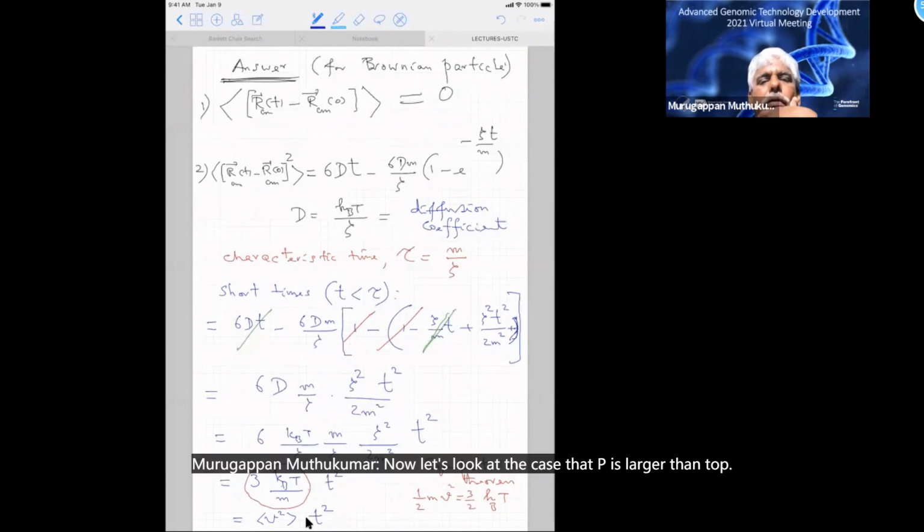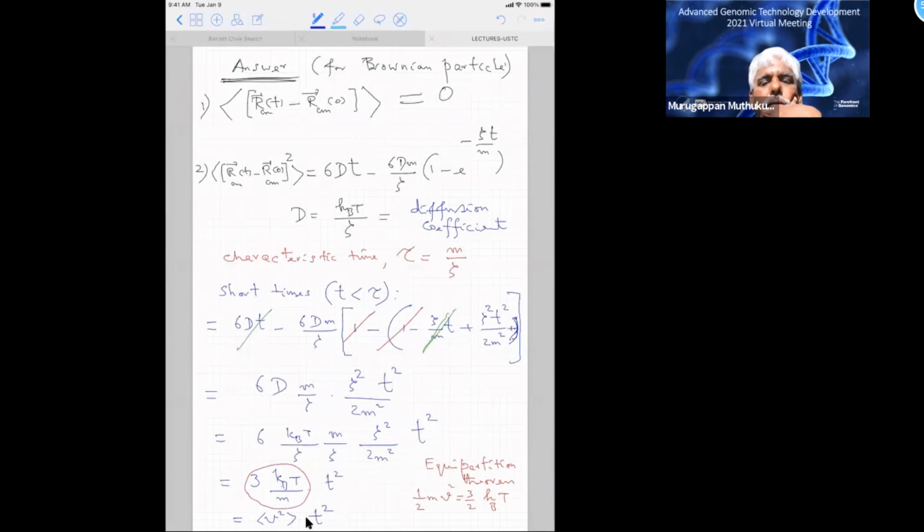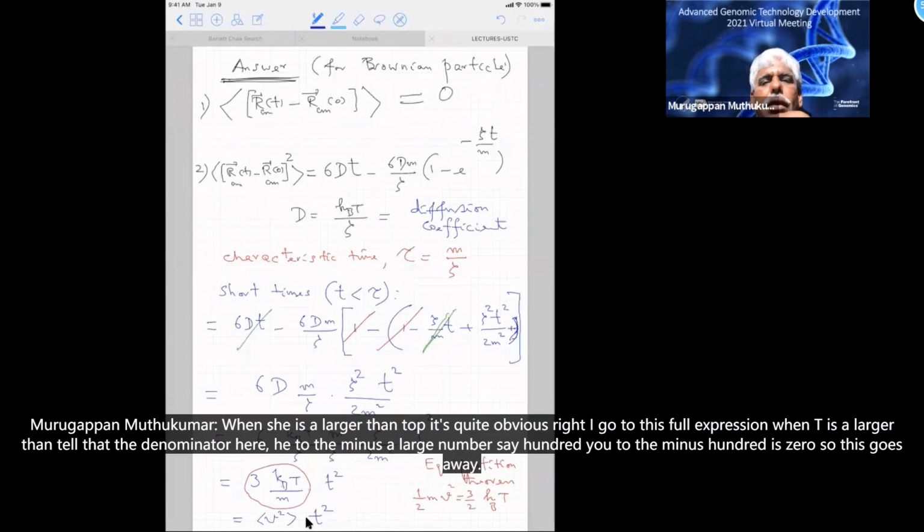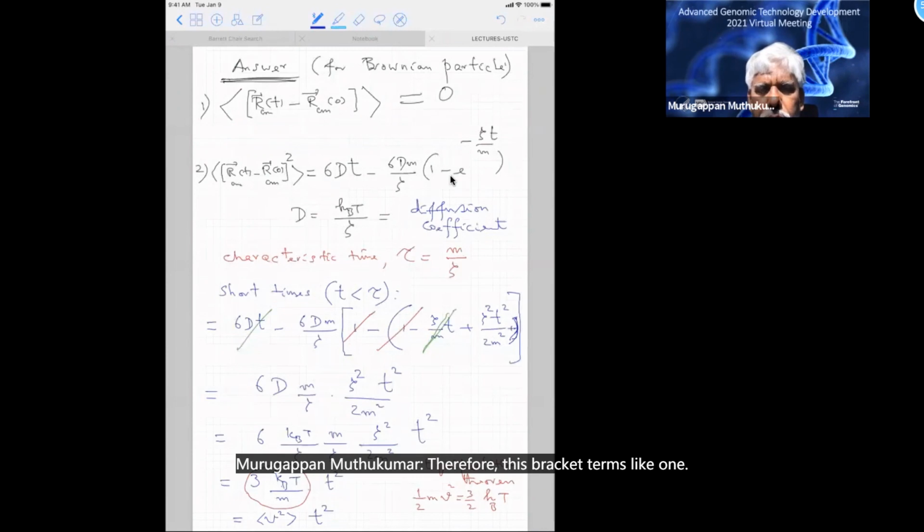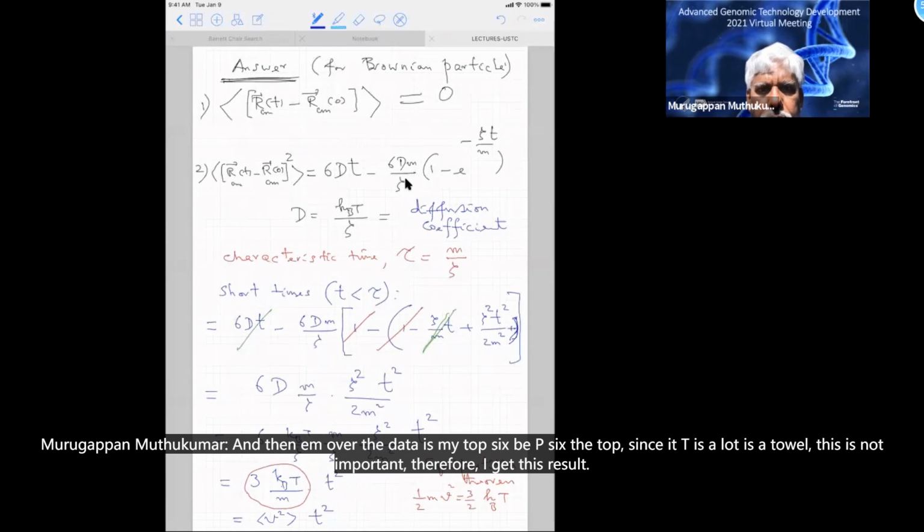Now let's look at the case where t is larger than tau. It's quite obvious. I go to this full expression. When t is larger than tau, the exponential in the denominator, e to the minus a large number, say e to the minus 100, is 0. So this goes away. Therefore, this bracket term comes like 1. And then m over zeta is my tau. So 6Dt minus 6D tau, and since t is larger than tau, the tau term is not important. Therefore, I get this result.